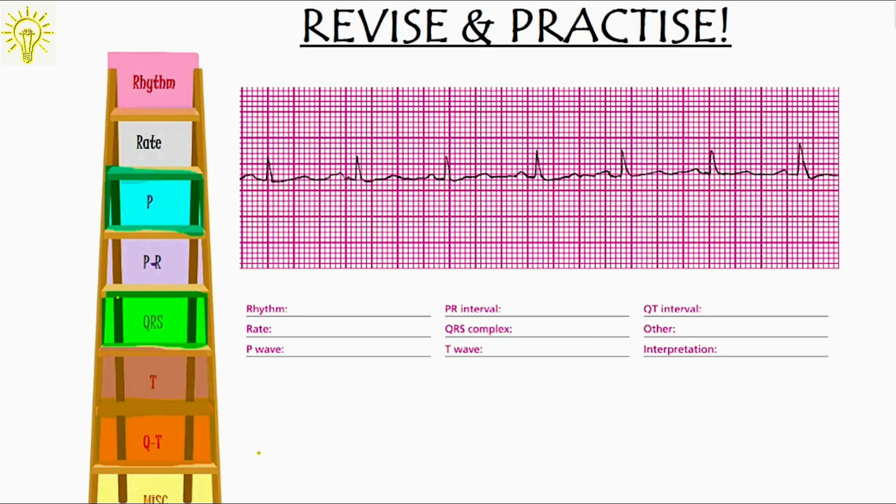Let's revise the 8 steps on this ECG strip. Now remember, the more practice you do on ECG, the more you will remember. So we have steps 1, 2, 3 as rhythm, rate, the P wave, the PR interval, the QRS complex, the T wave, the QT interval, and any other anomaly that we see. And in the end, we will interpret.